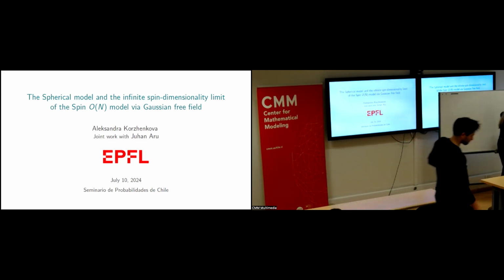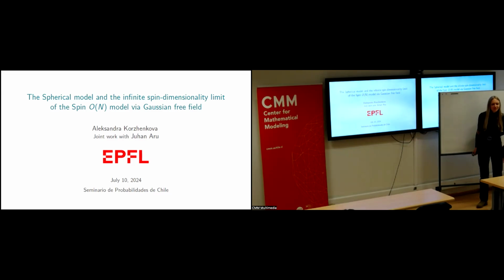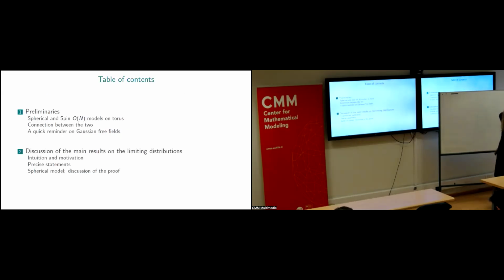Okay, thank you very much for the nice introduction and the opportunity to talk here. So as already mentioned, today I will talk about statistical mechanics models. One of them is called the spherical model and the other one the spin O model. Basically, we will study these two models through various versions of Gaussian free fields. The main focus of today's presentation will be the spherical model, but I will also mention the results that we have on the spin O model.